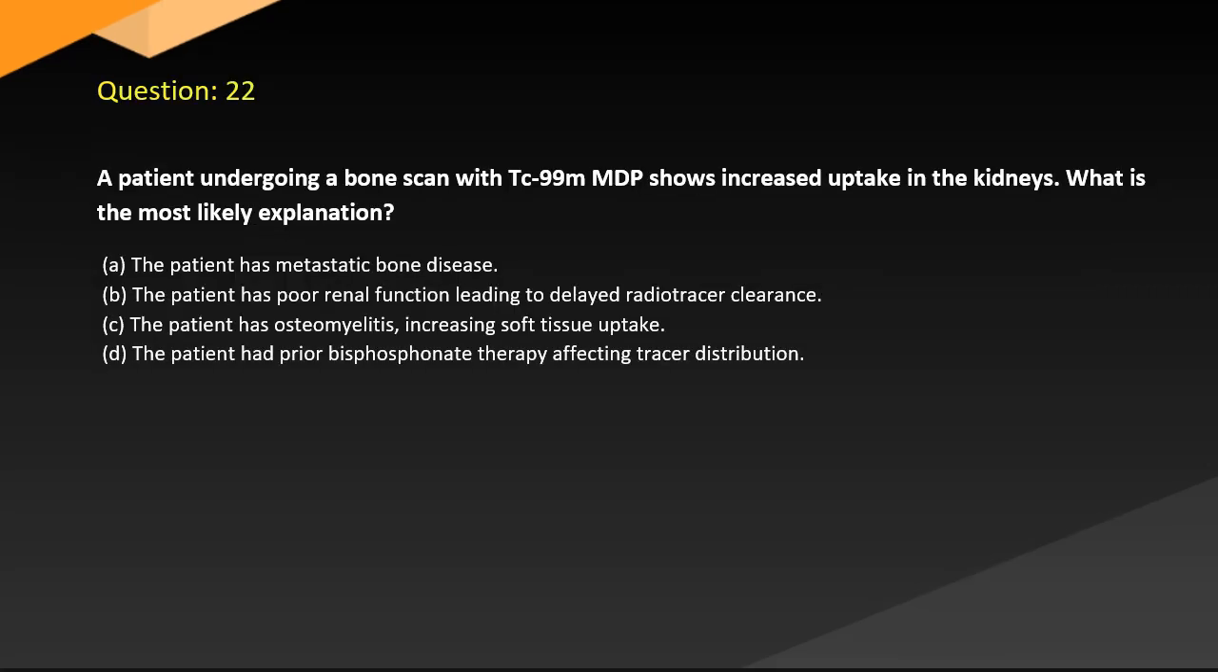Question 22. A patient undergoing a bone scan with Tc-99m MDP shows increased uptake in the kidneys. What is the most likely explanation? A. The patient has metastatic bone disease. B. The patient has poor renal function leading to delayed radiotracer clearance. C. The patient has osteomyelitis increasing soft tissue uptake. D. The patient had prior bisphosphonate therapy affecting tracer distribution.